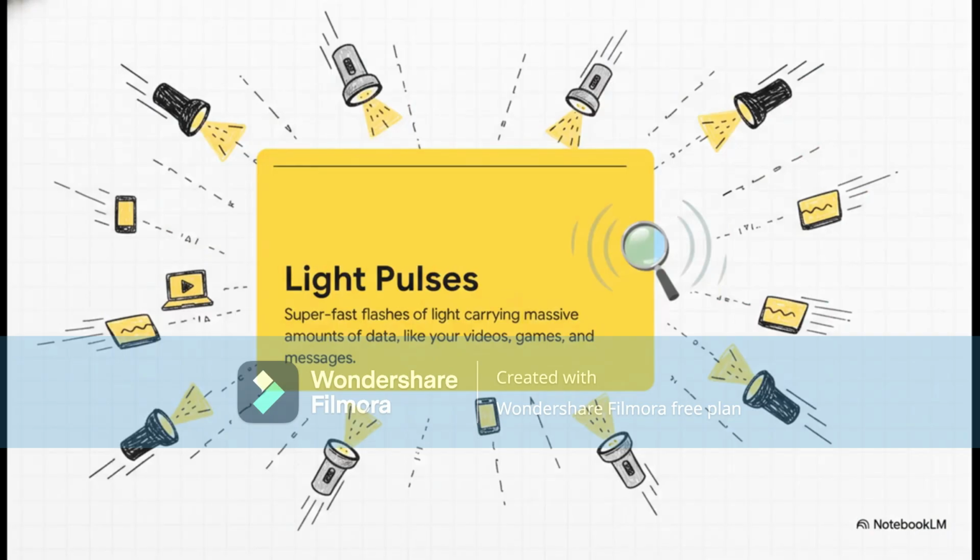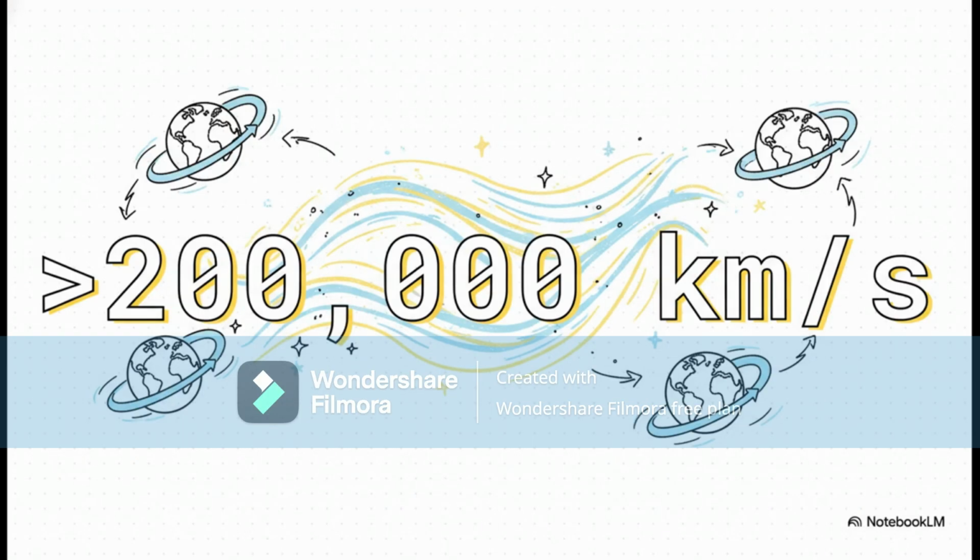So how does it actually use light? Well, it's all about something called light pulses. The best way to think about it is like this. Imagine a super tiny flashlight being flicked on and off like billions of times every single second. Each one of those flashes is a tiny piece of data. It's basically a super fast Morse code made of light, carrying everything: your texts, your games, your videos, all of it.